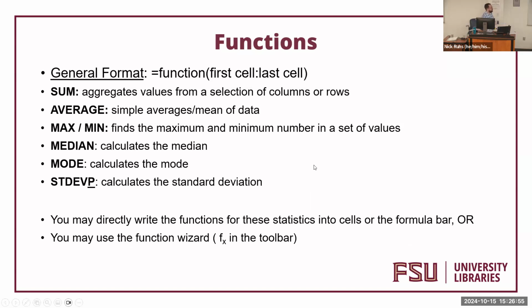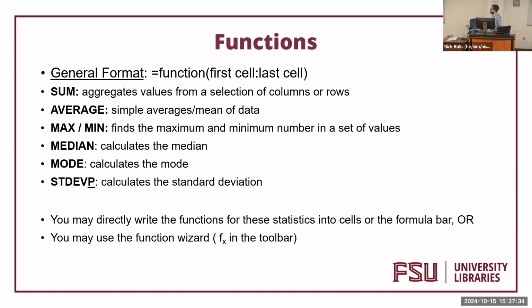If you are thinking about a function, a function starts out with the equal sign as well. Then it has the function name, and then it has the range that you want to perform that operation on. So SUM allows us to perform addition over a selection of columns and rows. Instead of having to write out E2 plus E3 plus E4, you can sum over a particular range with this.